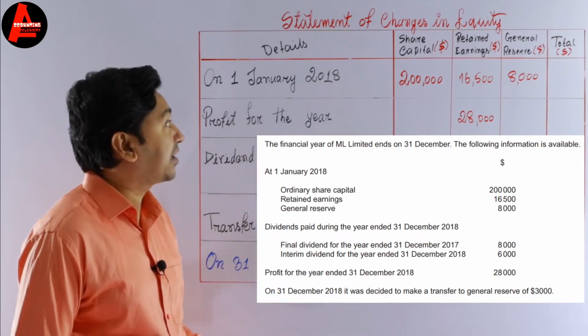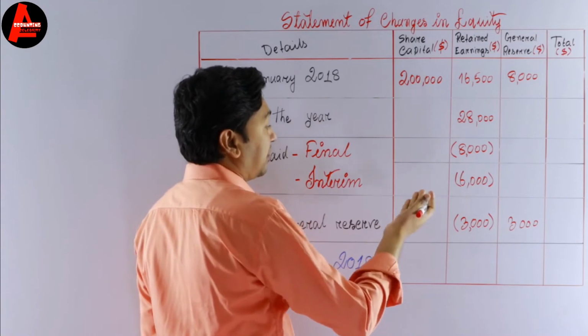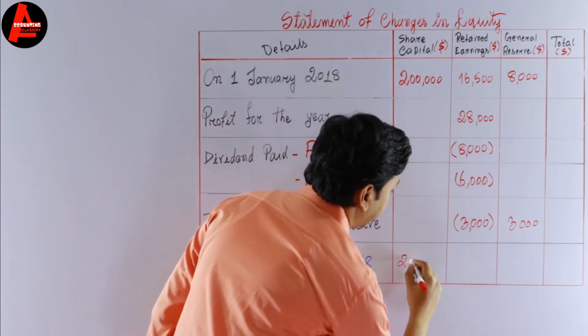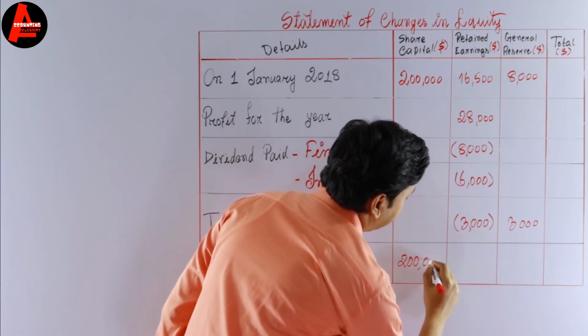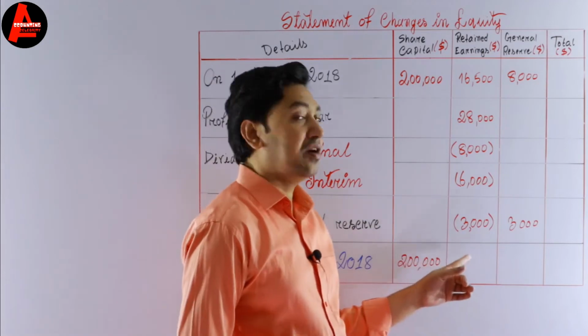First of all, vertically, see what comes. First of all, share capital. If you add this column, here you see only one item, so it is $200,000. So let us write here $200,000.